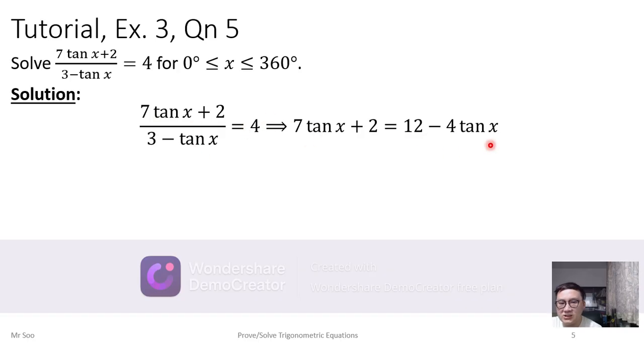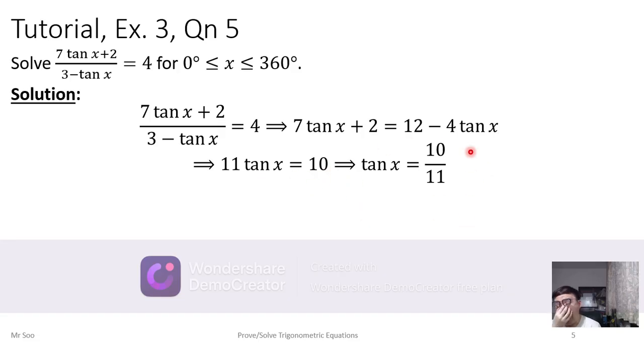The next step is to move all the tangent x to one side and all the constants to the other side. The minus 4 tangent x I can move by adding 4 tangent x on both sides, so on my left hand side I have 11 tangent x. Then the positive 2 I can move by subtracting 2 on both sides, so I have 2 minus 2, 0, and 12 minus 2, 10. So I get 11 tangent x equals 10. The last step is to make it tangent x instead of 11 tangent x by dividing both sides by 11. Then I get down to the final expression.